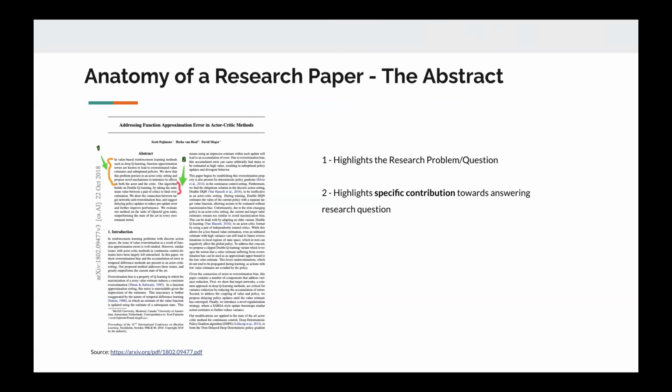So the first couple of sentences highlight what the research question is, what they're trying to solve. And the second, the one marked number 2, highlights the specific contribution that answers the research question that has been posed in the first few statements. So if you don't do anything else in your abstract, you need to make sure that you state your research question and also the specific contribution that you've made to the research problem or to that body of knowledge.